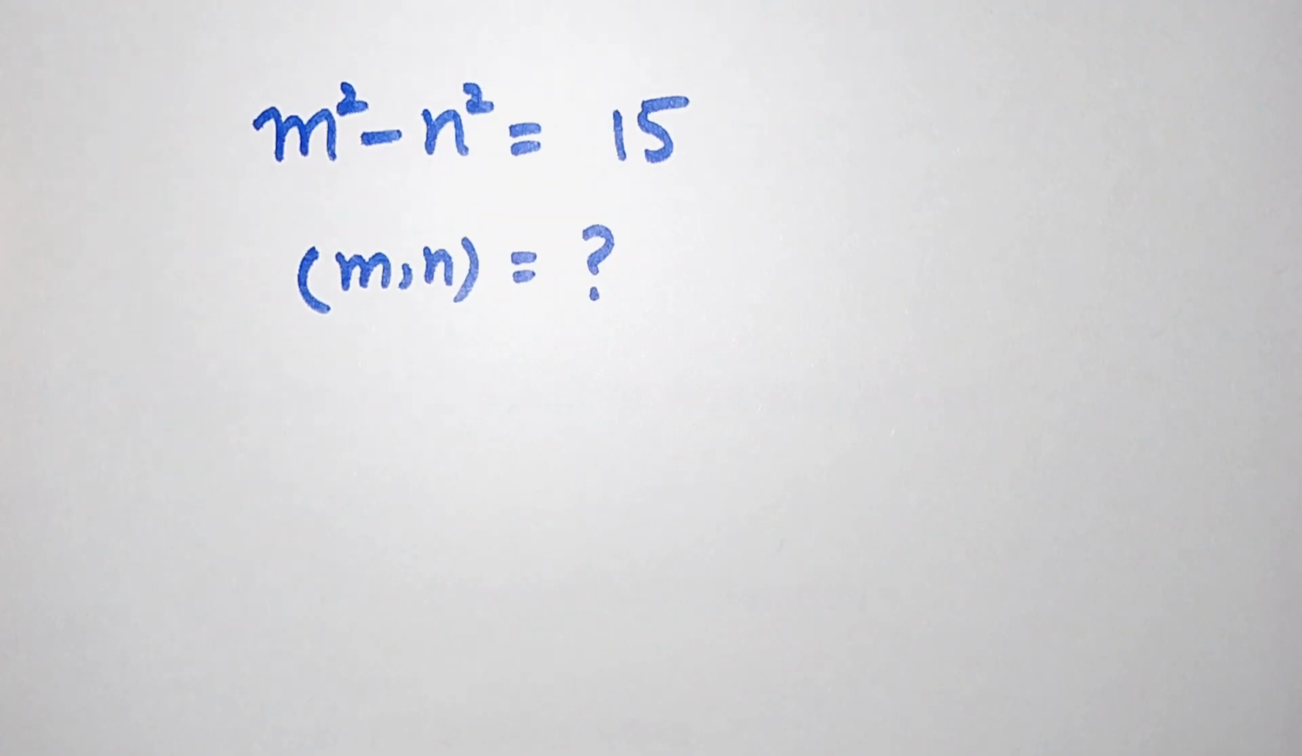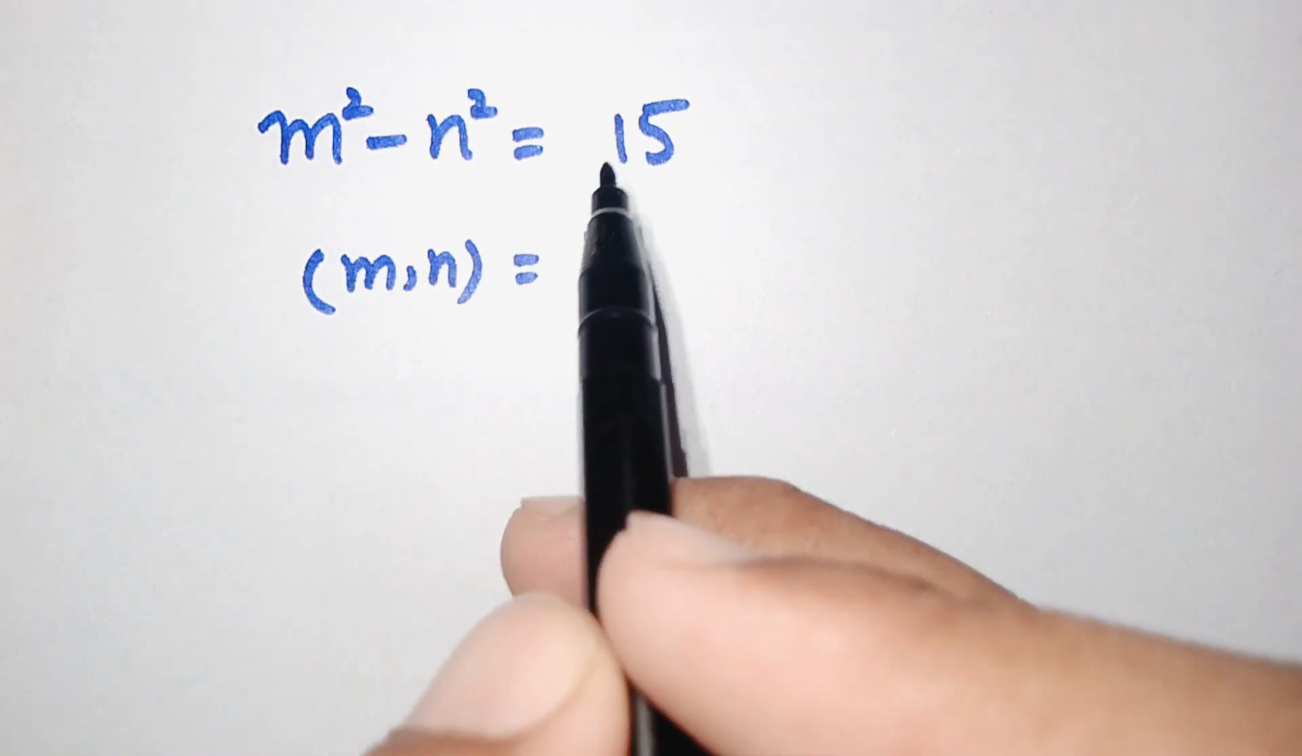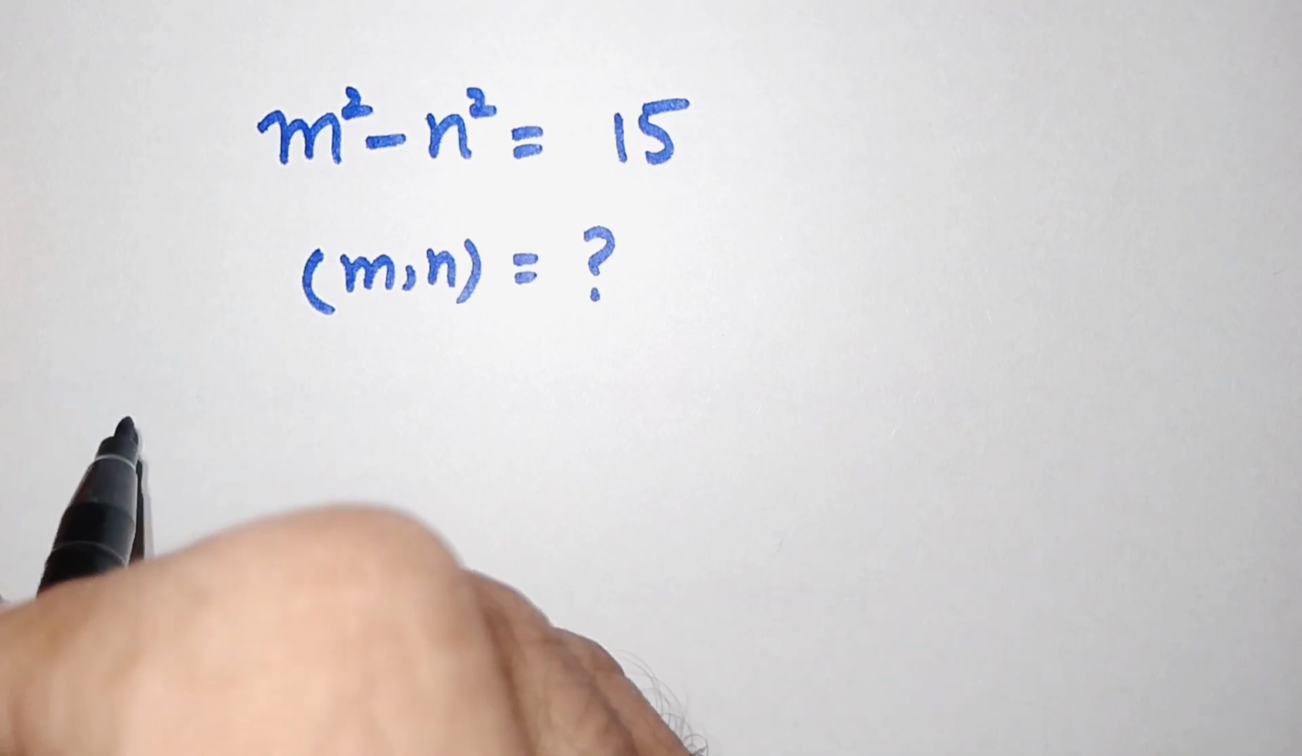Hello, you are welcome. Today we have to solve the most interesting question, that is m square minus n square is equal to 15, and we have to find the value of m and n. So, solution.